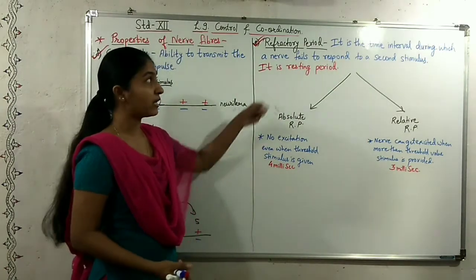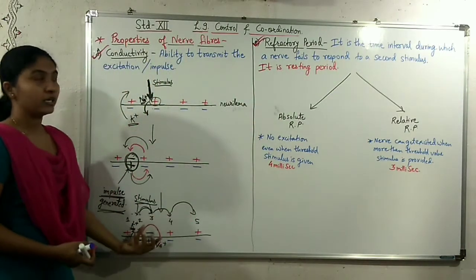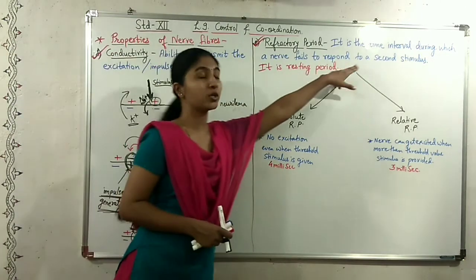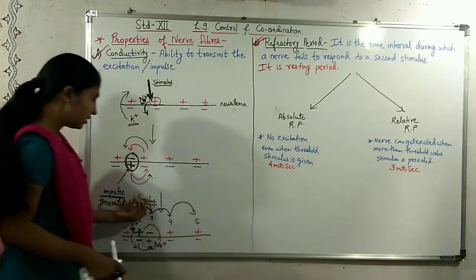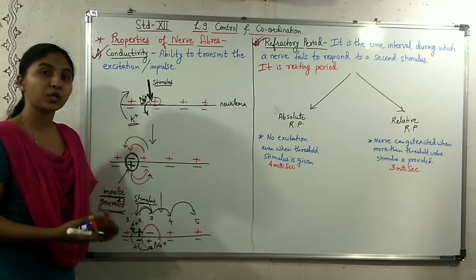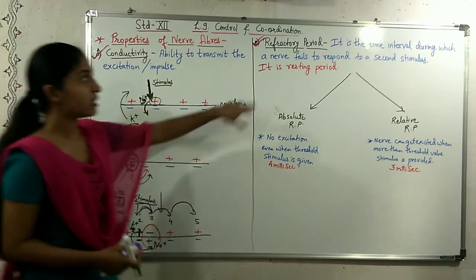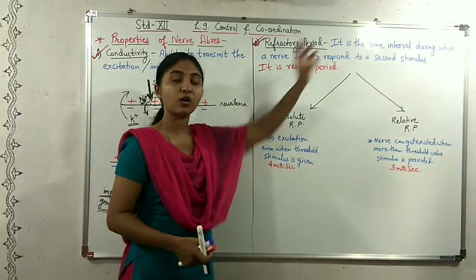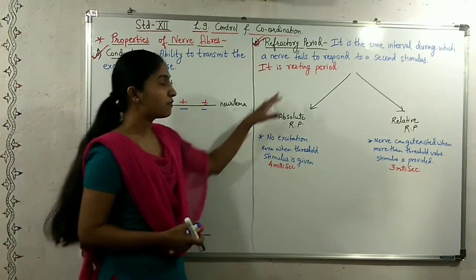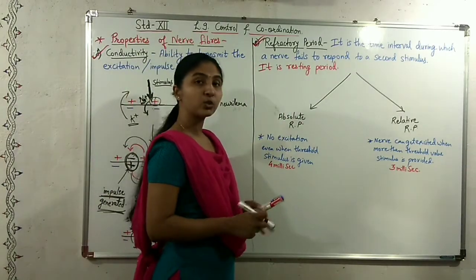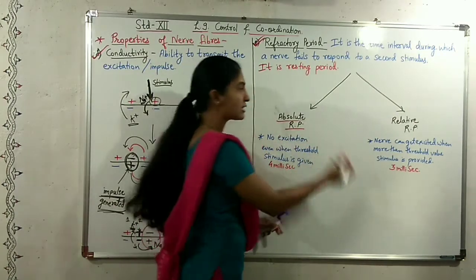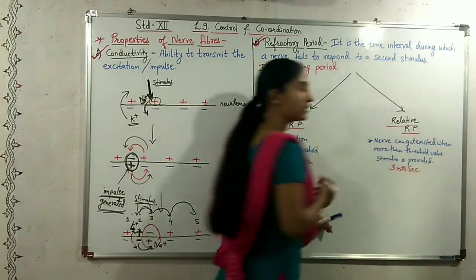Refractory period is when the nerve fails to respond to the second stimulus. The second stimulus is given, and the nerve fails to respond to it. That period is called the refractory period, or it is also called the resting period. Now this refractory period can be divided into two types. First is the absolute refractory period and second is the relative refractory period.